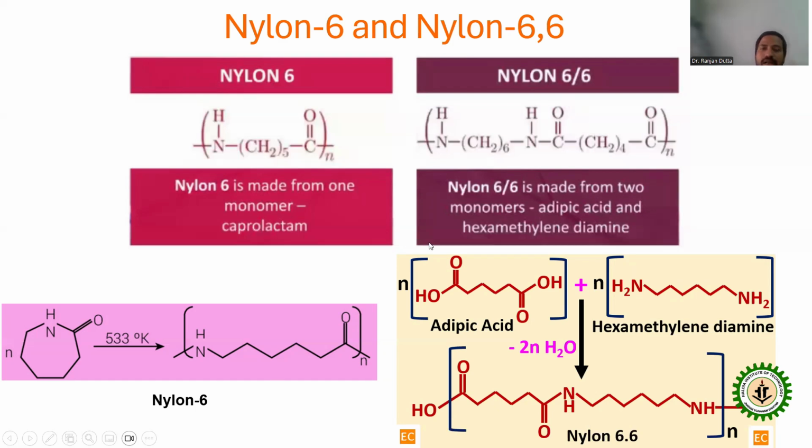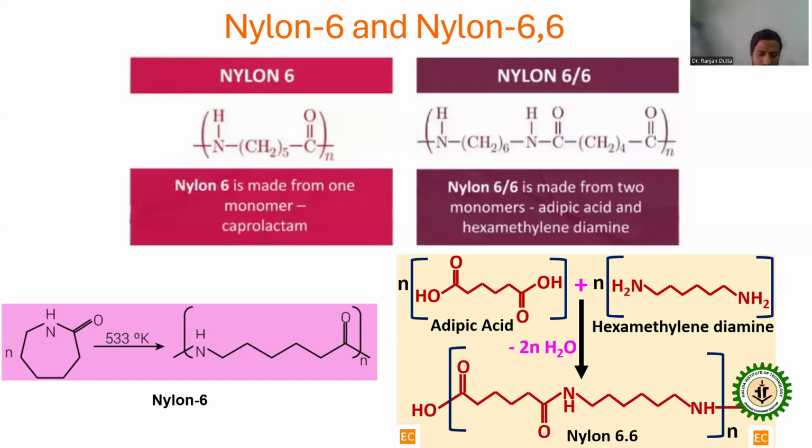Whereas nylon 66 is made from two different monomers. So we can tell this one is a copolymer. The two monomers used here are adipic acid and hexamethylene diamine. Condensation of these two monomers upon removal of water produces nylon 66.